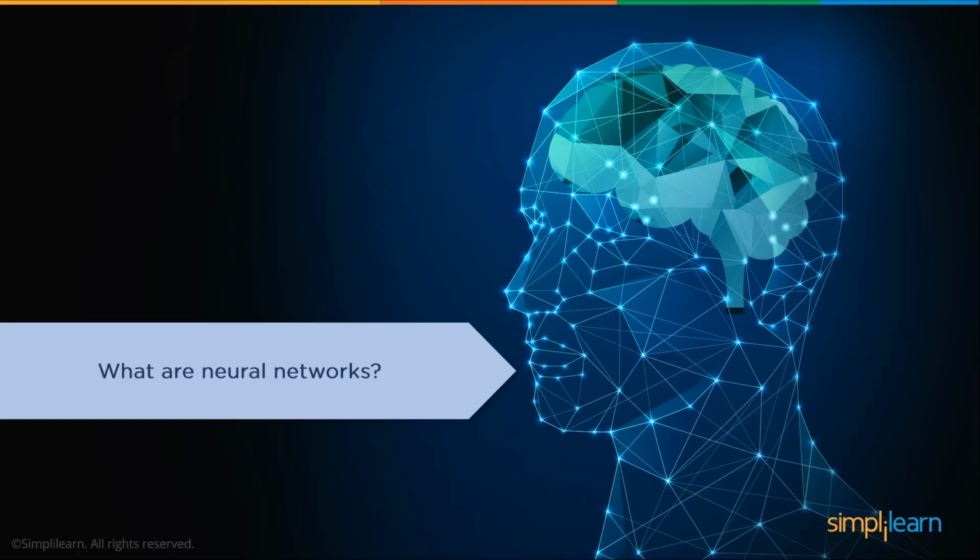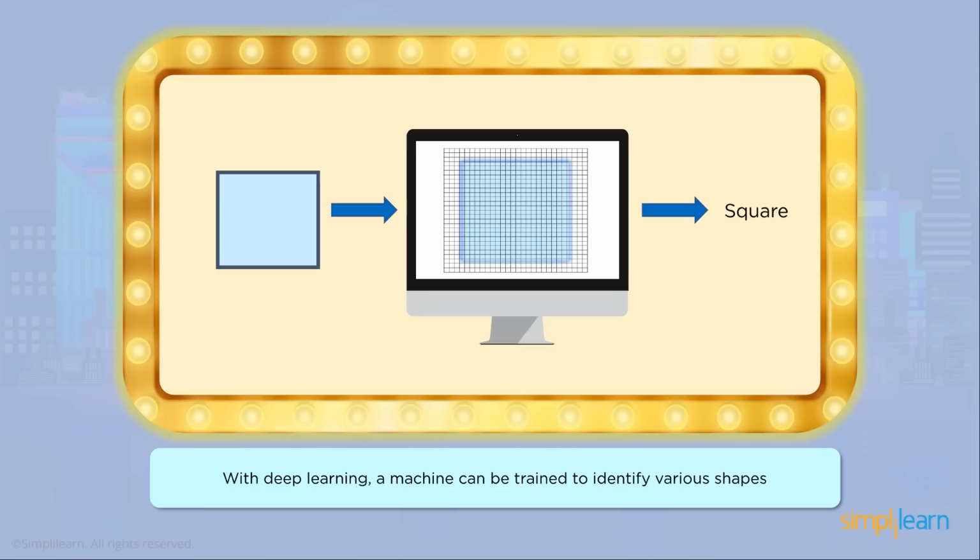So what are neural networks? With deep learning, a machine can be trained to identify various shapes. So here we have a square coming in. You can see we've broken it up into the pixels, and we want the label to come out square. And if we turn the square slightly sideways, it's still a square, and we want it to still say it's a square. With deep learning, a machine can be trained to identify various shapes, or the different patterns of those shapes, as they are, in this case, being rotated.